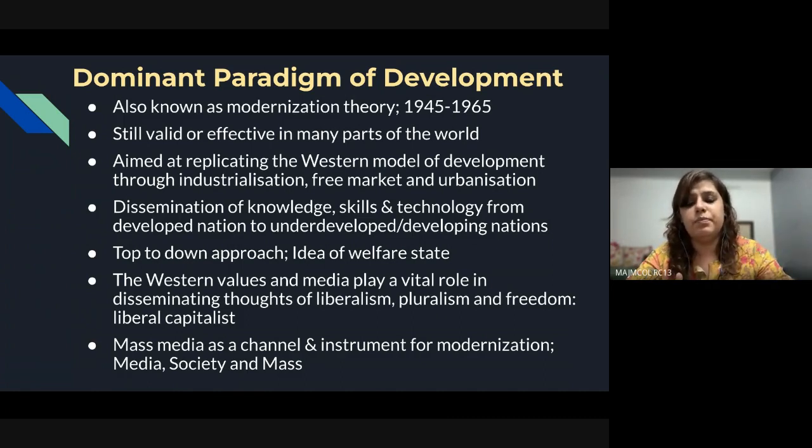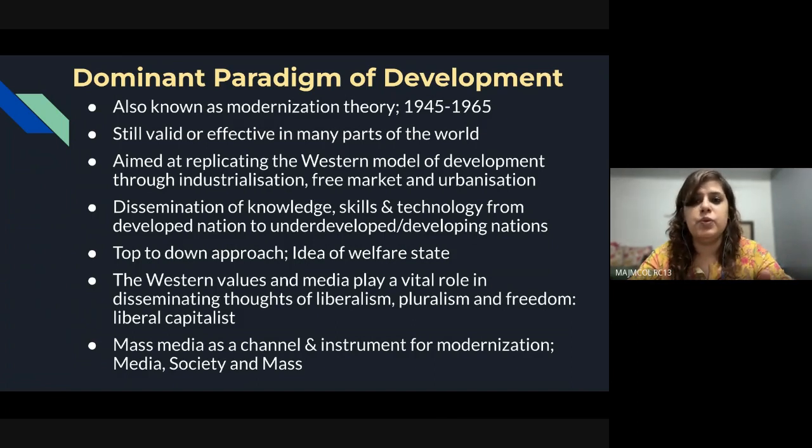So the dominant paradigm of development was given to us by the West, and we tried to implement that same model in underdeveloped and developing countries. It was through industrialization, free market practices, and urbanization. Knowledge, skills, and technology came to be the crux of the dominant paradigm. As I already said, the Western model of development was not existing in the developing or underdeveloped countries. Therefore, they used a top-down approach, wherein the Western countries gave information, knowledge, and technology from their own side to developing and underdeveloped countries.